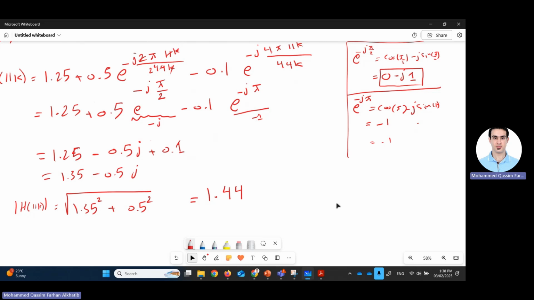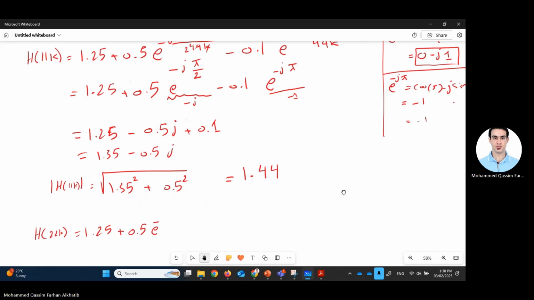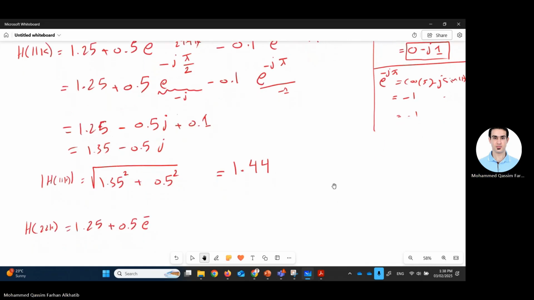All right, the last part will be at 22 kilohertz. So H of 22k equals 1.25 plus 0.5 e to the power minus j 2 pi 22k over 44k, minus 0.1 e to the power minus j 4 pi 22k over 44k.